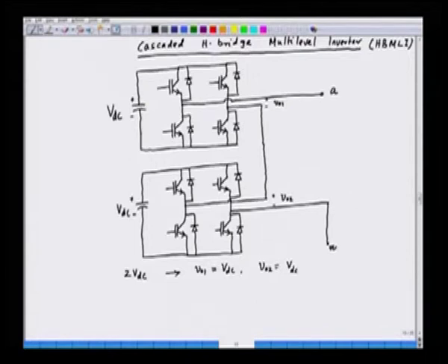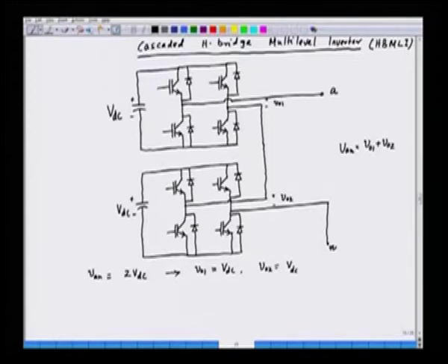And then if the two voltages are VDC and VDC, what we have is VAN. VAN is VDC plus VDC, that is 2 VDC. So, we have VAN here. The output voltage is equal to VO1 plus VO2. So, VAN is 2 VDC provided VO1 is VDC and VO2 is VDC.